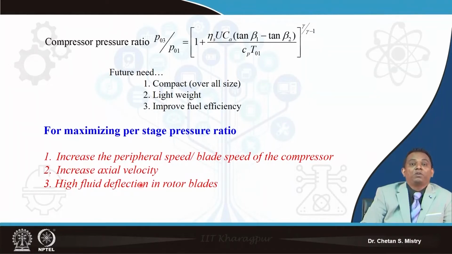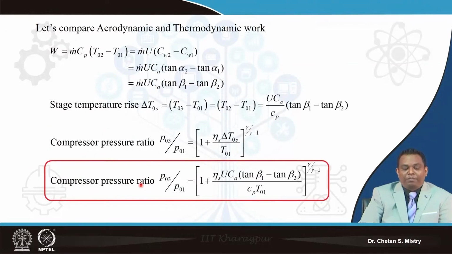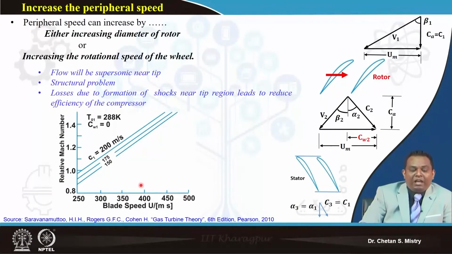We are moving towards the solution. Okay. What solution are we looking for? We want to have high per stage pressure rise. So let's discuss one by one. Suppose I consider, say, the first case, I want to increase my peripheral speed. Now when I say I want to increase my peripheral speed, we have two options.